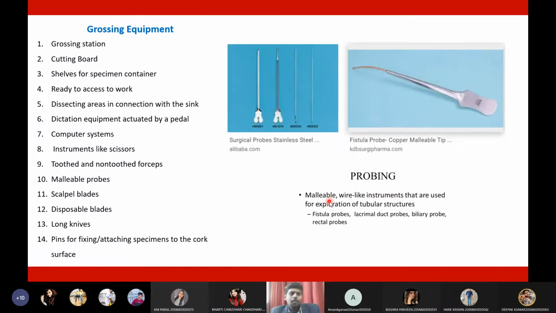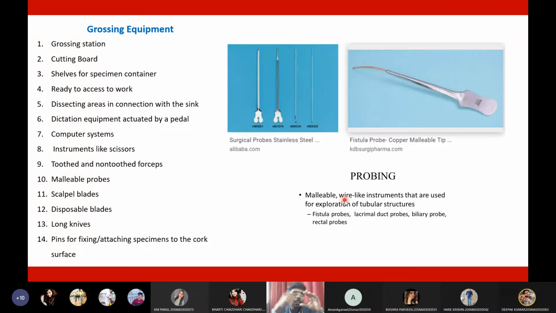Then probes. What are these probes? Probes mean, students, they are flexible wires or flexible needles that can be inserted into the tissue. Sometimes we will get a blood vessel, and inside the blood vessel the blood may be clotted.